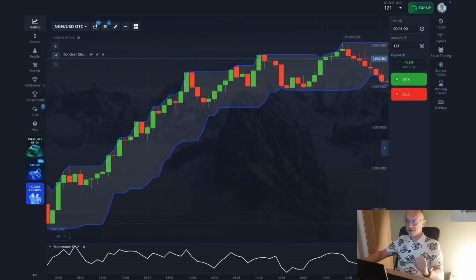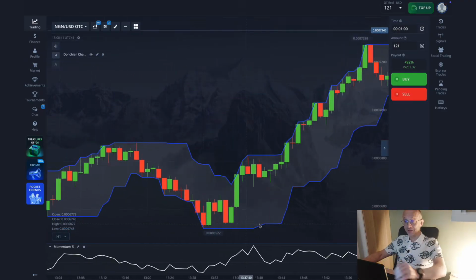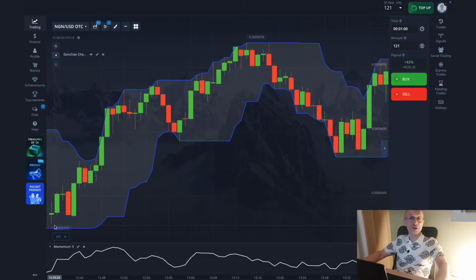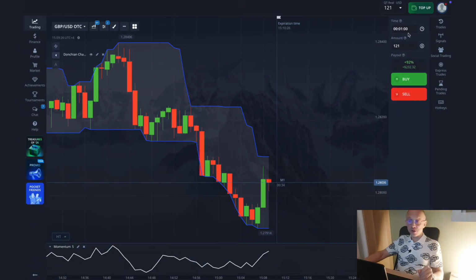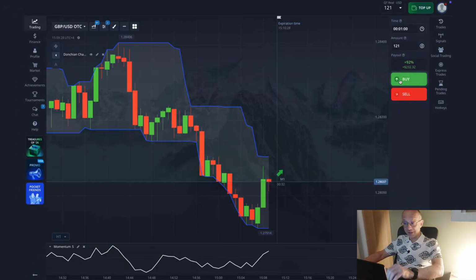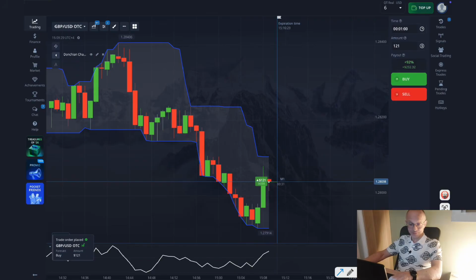So the indicators are ready to go, and friend, if you trade on your phone, configure it in the same way. So I'm going to start trading with a clearly defined entry point. Expiration is 1 minute. And I'm opening a long trade for $121.